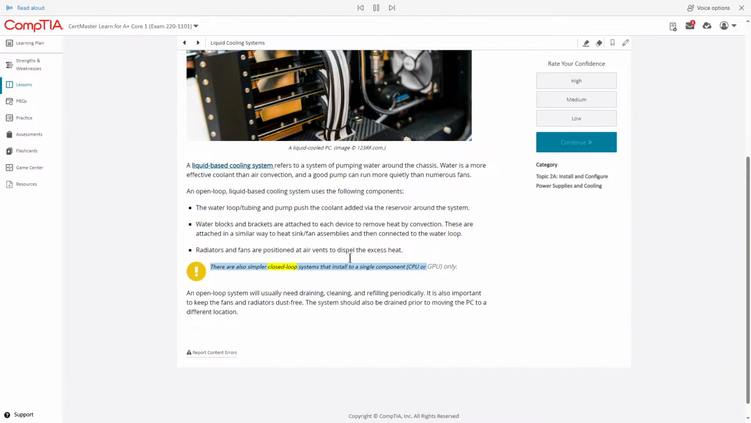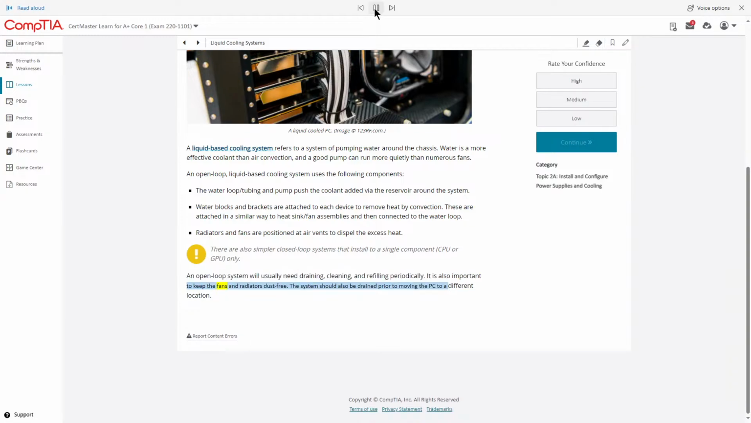There are also simpler closed-loop systems that install to a single component, CPU or GPU, only. An open-loop system will usually need draining, cleaning, and refilling periodically. It is also important to keep the fans and radiators dust-free. The system should also be drained prior to moving the PC to a different location.